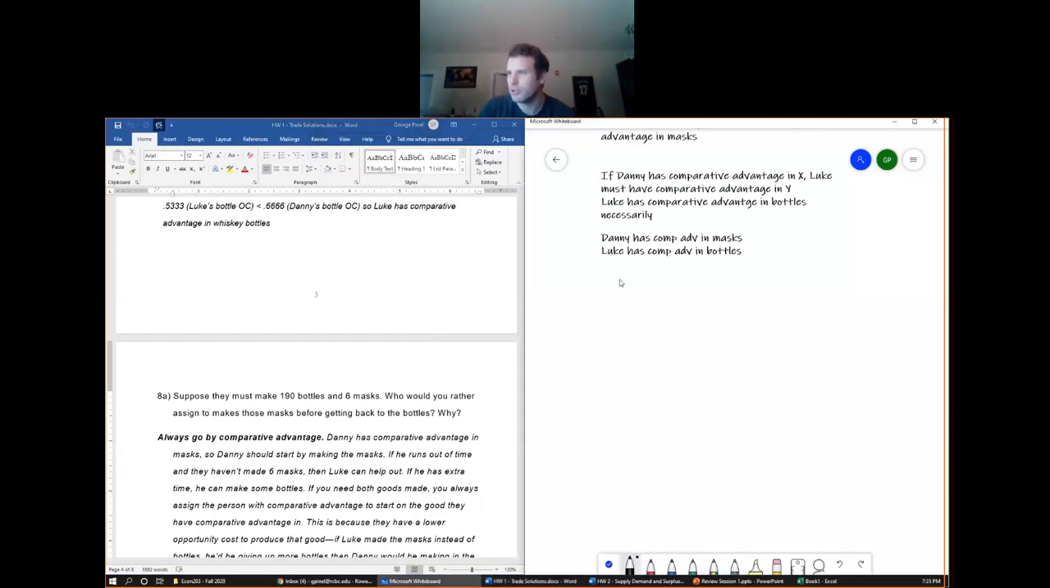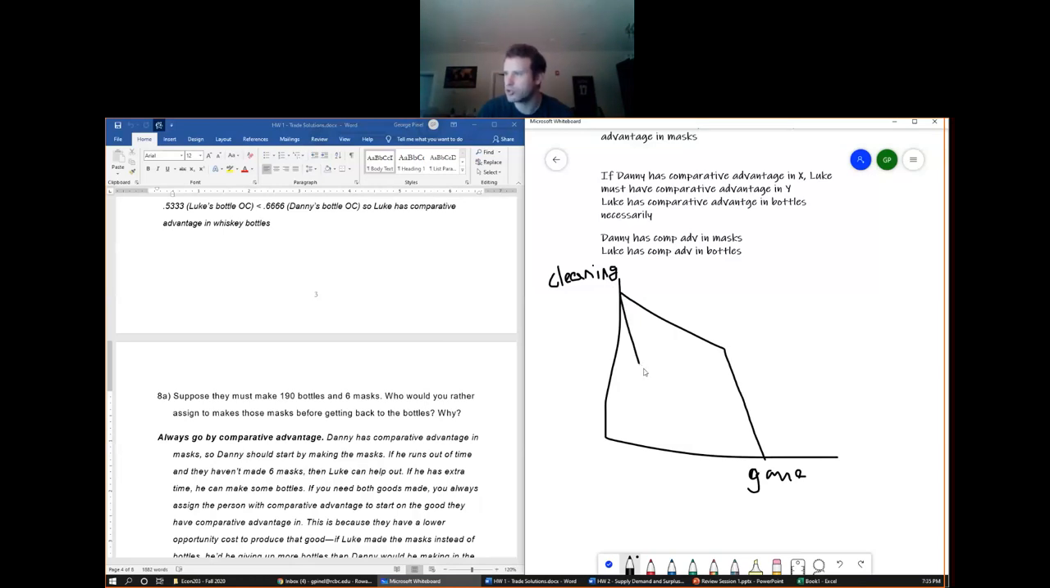If you don't, so if you had a combined PPF, let's stick with the Jordan example. Game, so game is points, whatever, and cleaning, I guess. If those are your two goods, or actually one or both are services, and you gave them to the correct comparative advantage people, you should have a graph like this. And if you gave them to the incorrect comparative advantage people, you should have a graph like this. They should be connected, but you'd have a graph like this.